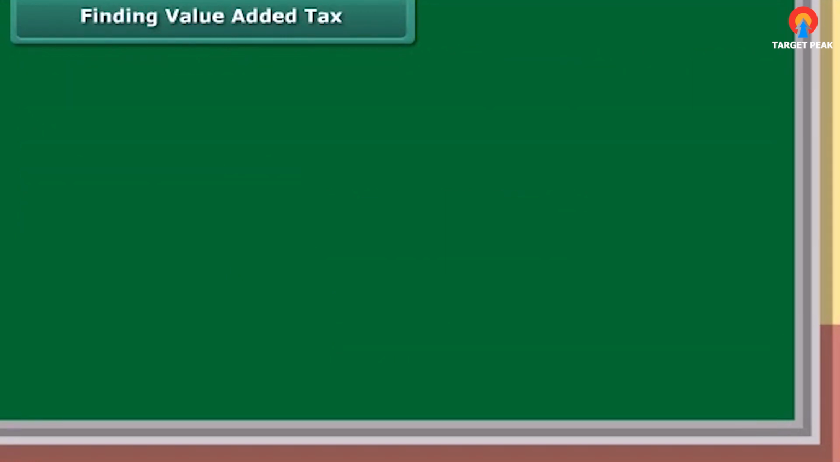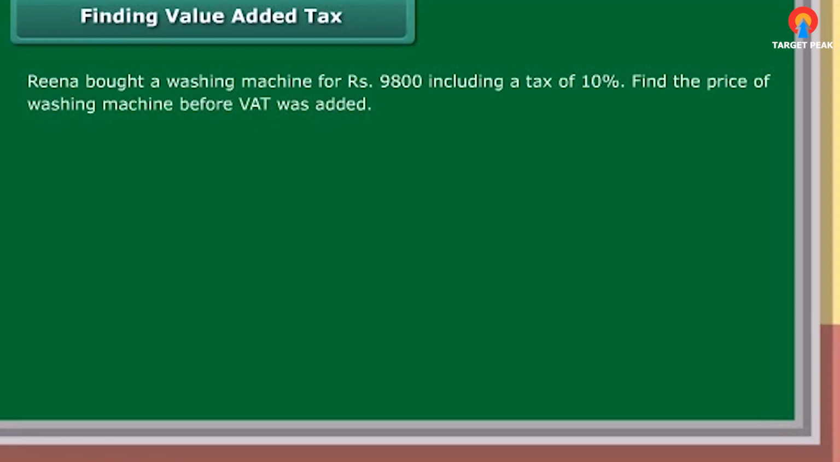Finding value added tax. Reena bought a washing machine for rupees 9,800, including a tax of 10%. Find the price of the washing machine before VAT was added.